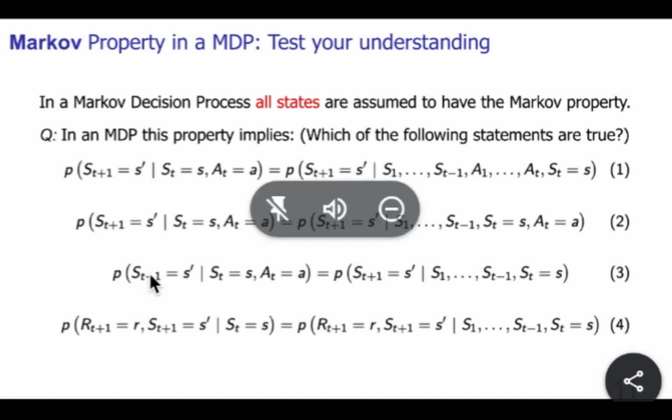Maybe I have to give you some more time to explain. But let me give you more insight then. The probability of the next state given the current state and action. This equation considers action, right, to determine the probability of the next state. But the latter one does not consider action. Okay, it only considers the history of states. So this is not a Markov property.